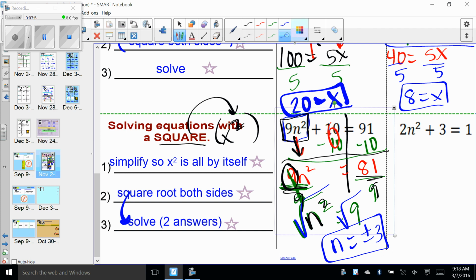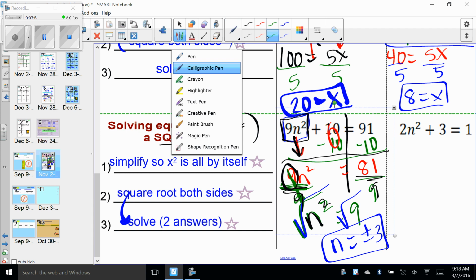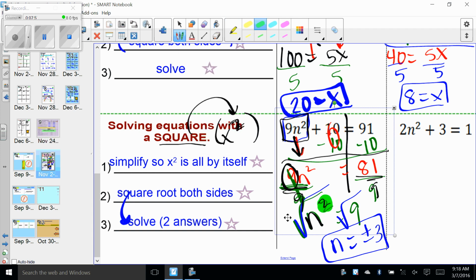To get rid of the power of 2, keep in mind, the way we get rid of a power of 2 is we have to take the square root to get rid of it, copy, paste. So we get n dropping out of that because they cancel, equals plus or minus 3.